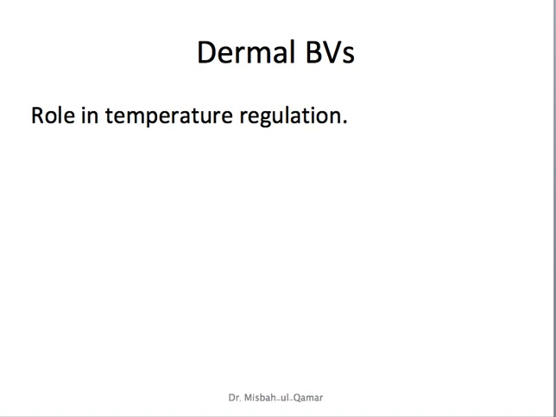Now move on to the dermal blood vessels. The dermal blood vessels not only supply both the dermis and the epidermis, but they also play a major role in temperature regulation. The caliber of these vessels is subject to control. And this is how the volume of blood flowing through these vessels can be controlled to vary the amount of heat exchange between these skin surface vessels and the external environment.